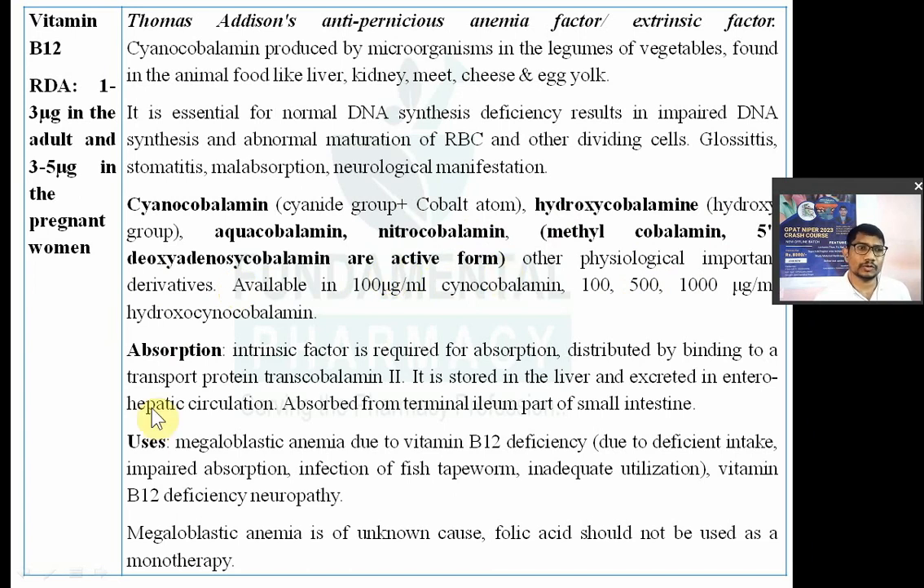For the absorption of vitamin B12, you need an intrinsic factor. It is a glycoprotein present in your stomach. Transcobalamin is nothing but the vitamin B12 binding protein or transport protein. So vitamin B12 is transported in the body by binding with the transcobalamin second. Now it is used in megaloblastic anemia, vitamin B12 deficiency anemia due to deficient intake or impaired absorption or infection of the fish tapeworm. Right?